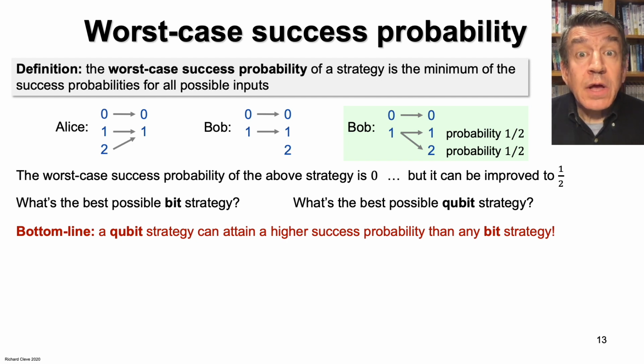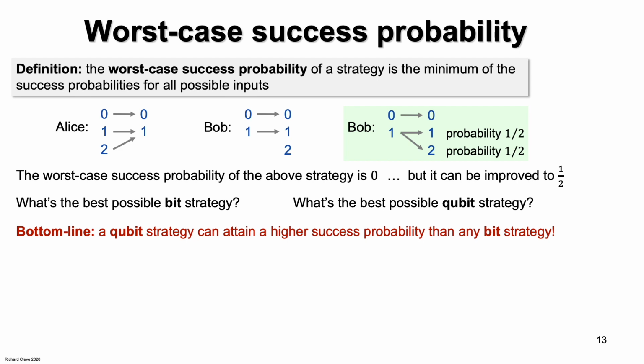The advantage is not enormous, but this shows that there is a sense in which a qubit can store more information than a bit. And we now have a scenario where a single qubit can achieve something that a single bit cannot. Okay, so what are the maximum success probabilities for bit strategies and for qubit strategies? And how are they obtained? Well, I'd like you to think about this, and I'm posing these as challenge questions for you.